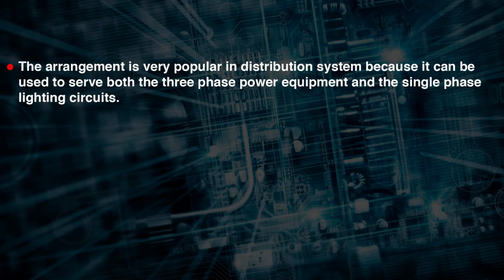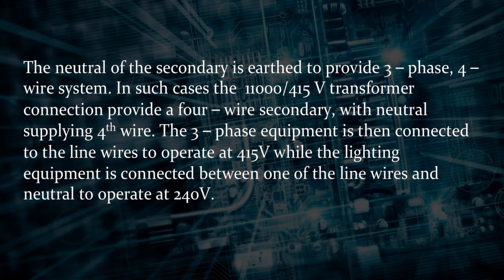So the arrangement is very popular in distribution system because it can be used to serve both the three-phase power equipment and the single-phase lighting circuit. The neutral of the secondary is earthed to provide a three-phase 4-wire system. In such cases, the 11,000/415 volt transformer connection provides a 4-wire secondary with neutral supplying the 4th wire. The three-phase equipment is then connected to the line wires to operate at 415 volt, while the lighting equipment is connected between one of the line wires and neutral to operate at 240 volt.